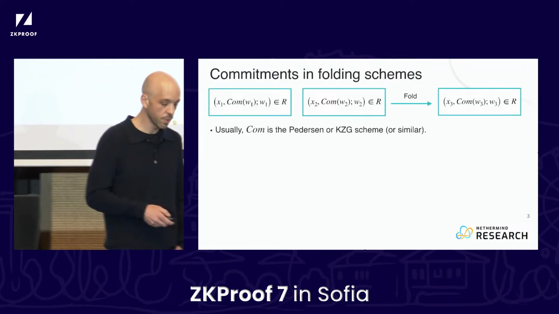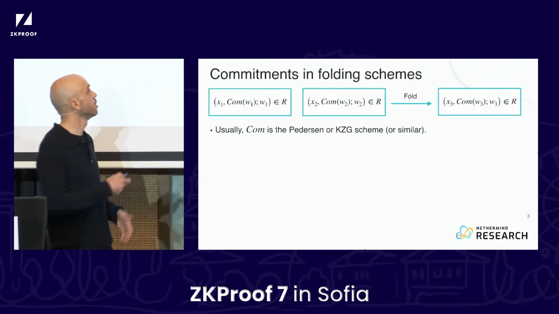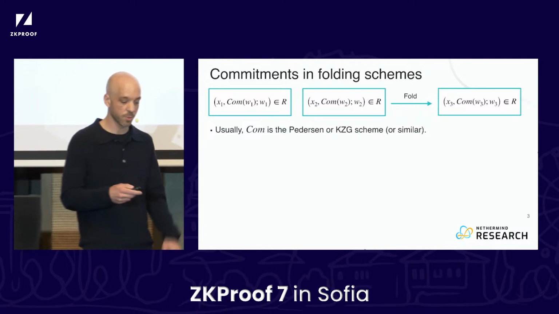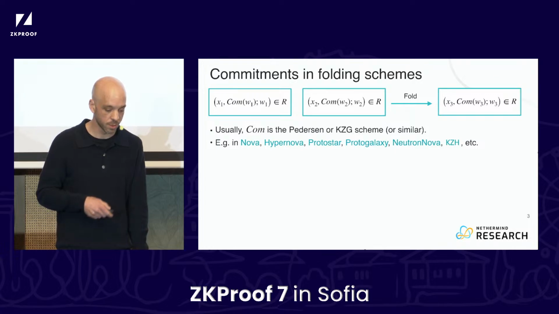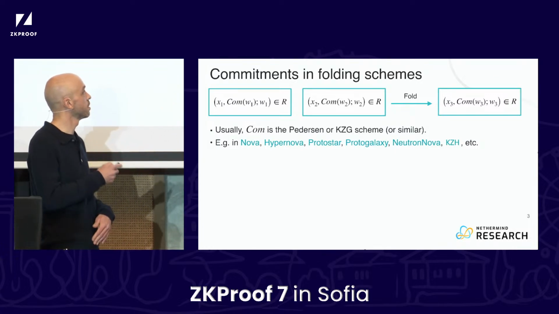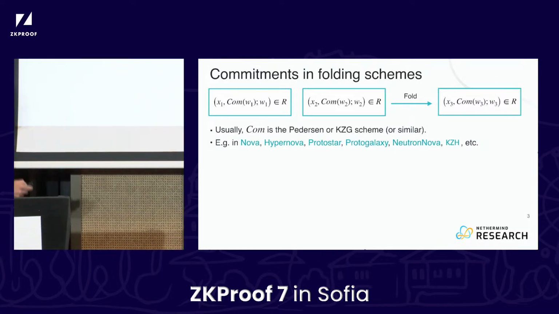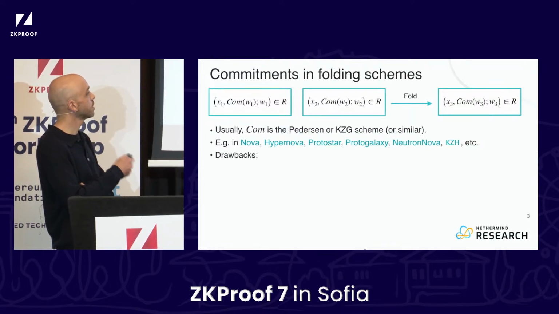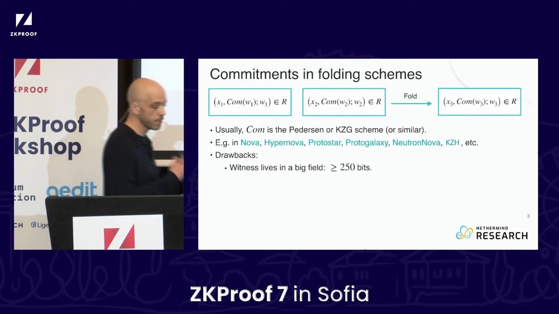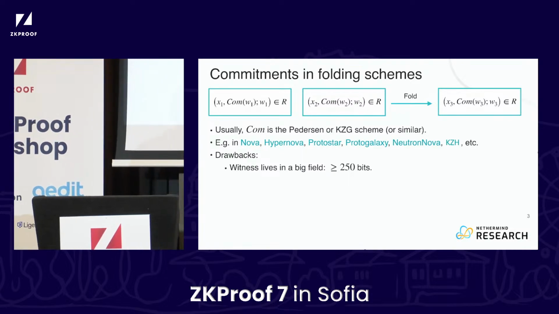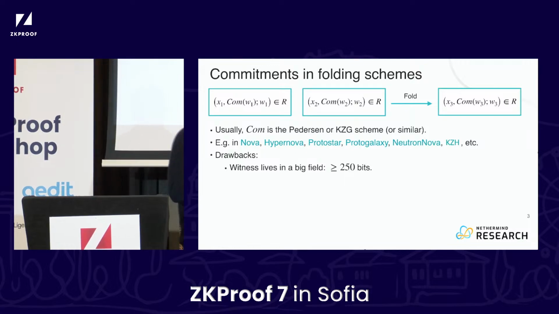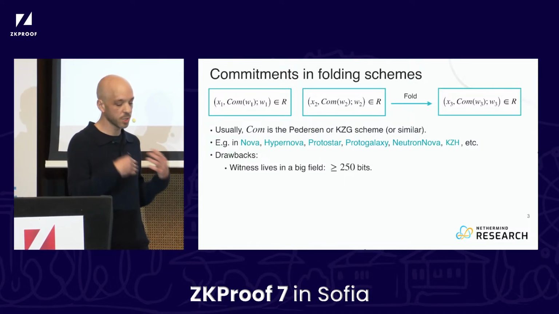Okay, so in general, the commitment usually is the Pedersen commitment or a KZG scheme or something similar, something based on elliptic curves. So most of the famous folding schemes are based on this type of commitment, but there are some drawbacks. One drawback is that these commitments necessarily work over large fields because you need an elliptic curve.